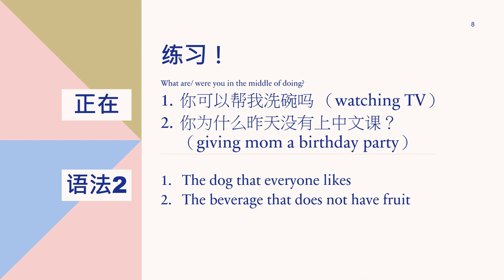Alright, and for this one, let me know, what were you in the middle of doing? Why couldn't you help me out? So respond. 第一个，你可以帮我洗碗吗？碗 is bowls, 碗, W-A-N, third tone. 你可以帮我洗碗吗？And this is your excuse, is why, but please provide one. 第二个，你为什么昨天没有上中文课？And this is a more valid excuse. Please provide. With the second ones, see if you can 翻译一下, translate these out for me.